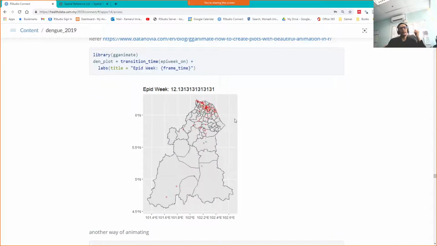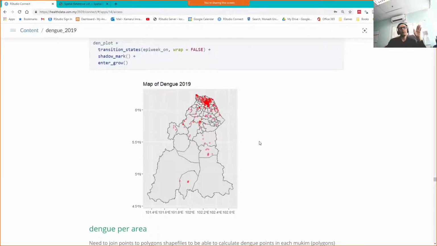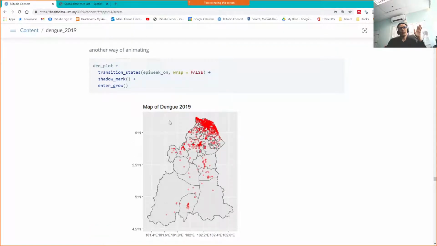And then I did some animation just to show the distributions of dengue for each week. Okay, week 13, week 14, 15, 16, 18, 20, 22, 25, and then this is the cumulative cases over that period. You can see the cases at the start are few, and then there are more and more cases. This is cumulative cases. So it seems like it starts from here and then it just spreads out.